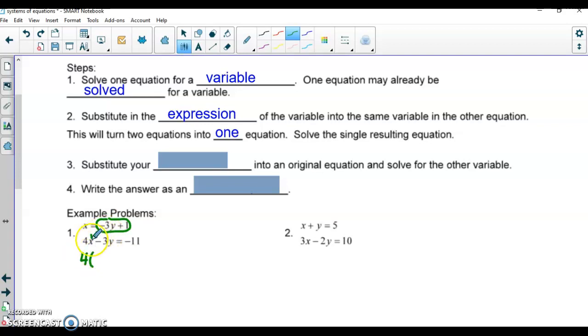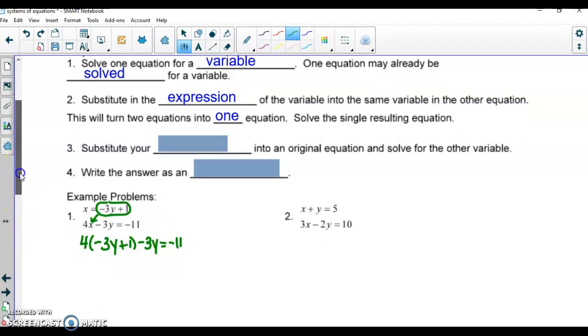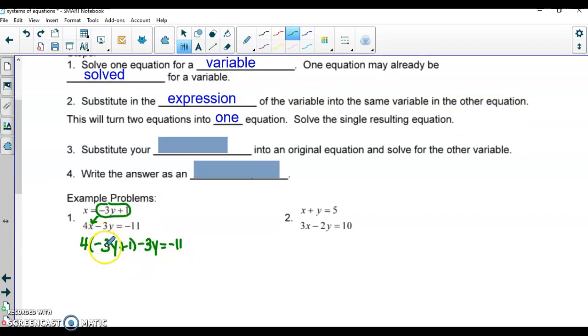So we're going to have 4, and in place of x, we're going to have negative 3y plus 1. And now we're just going to copy the rest of that second equation. Minus 3y equals negative 11. Now we're going to solve this equation. So this equation should only be written with one variable. We have that, and now we're going to solve it. So we're going to have to use our distributive property. So 4 times negative 3y is negative 12y. 4 times 1 is plus 4. Minus 3y equals negative 11.